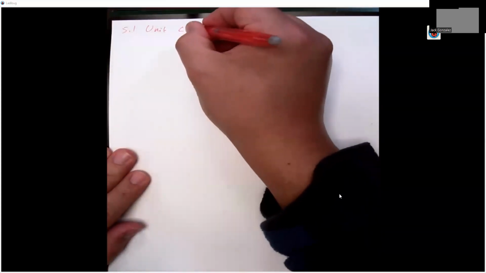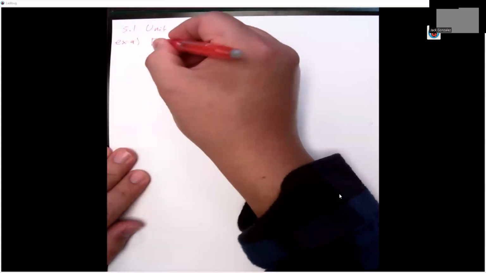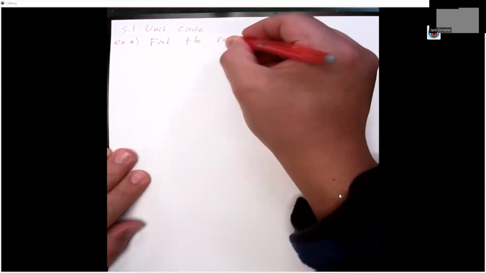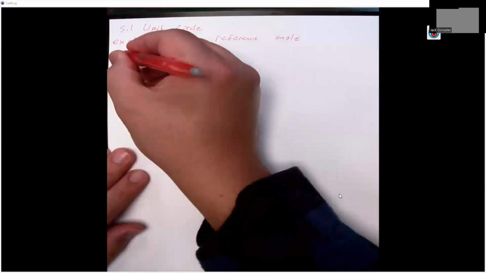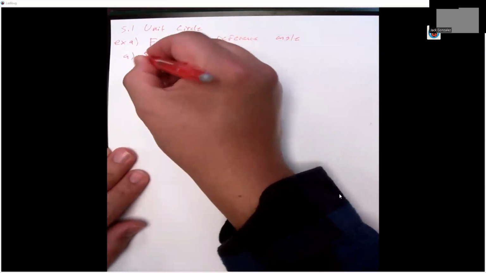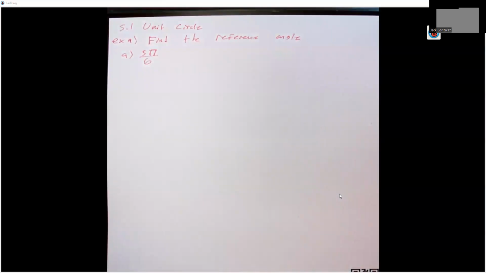So 5.1, this is what I need you to know. Find the reference angle. Part A is 5 pi over 6. Now, it helps to have a visual.